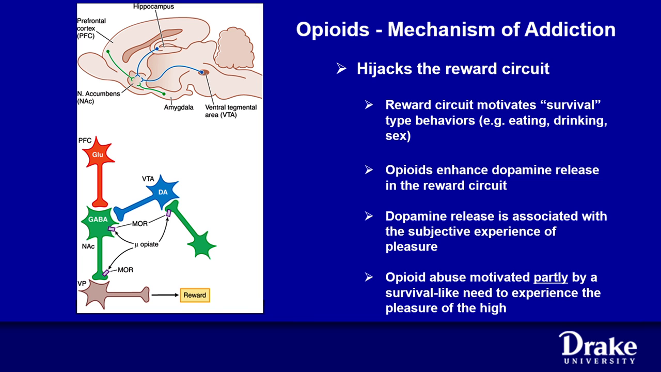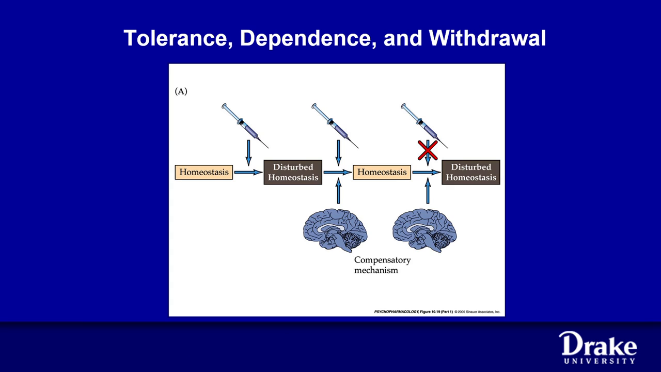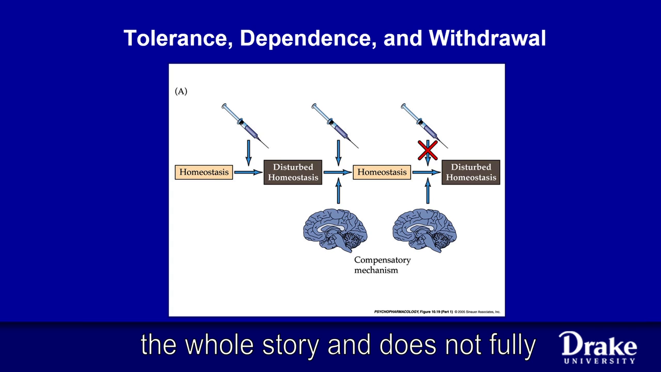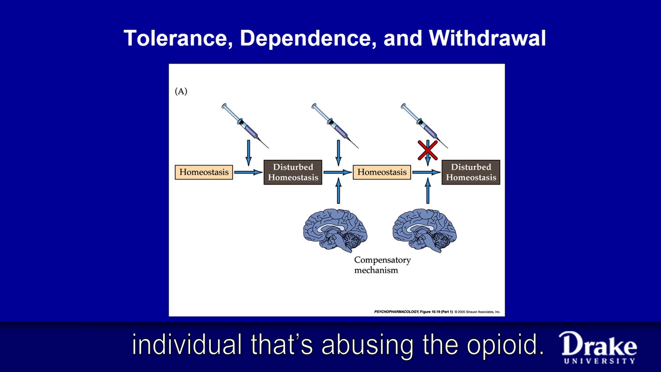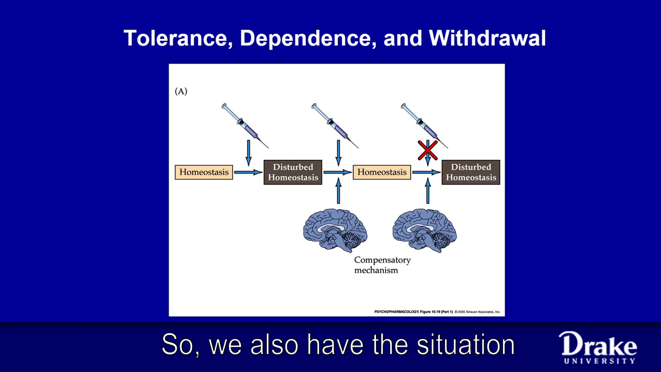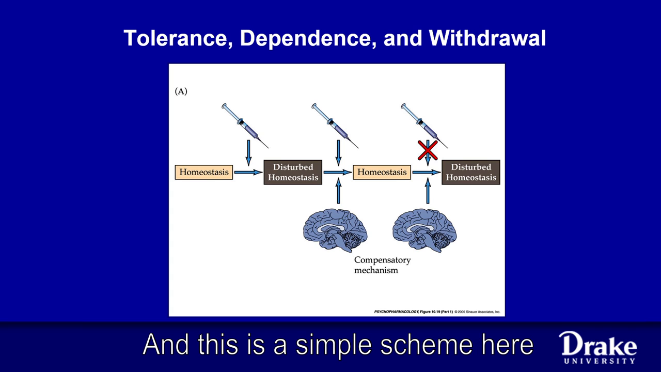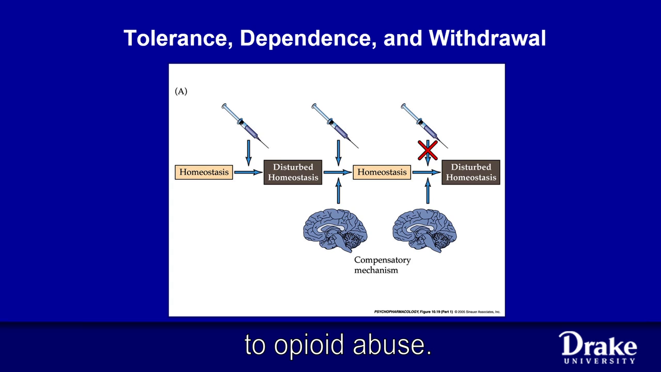Now note that I'm saying partly here. That's because this compulsive need to use the opioid for the subjective high is not the whole story and doesn't fully explain the behavior of the individual who is abusing an opioid. So we also have the situation that can kind of be summed up as tolerance, dependence, and withdrawal. And this is a simple scheme here to explain how this process contributes to opioid abuse.